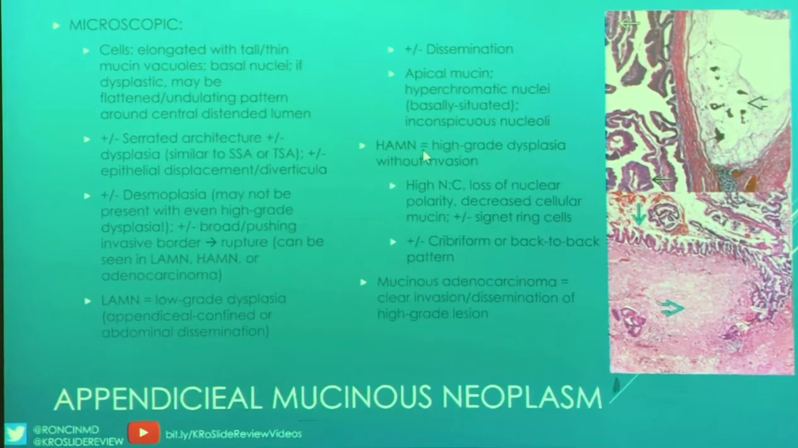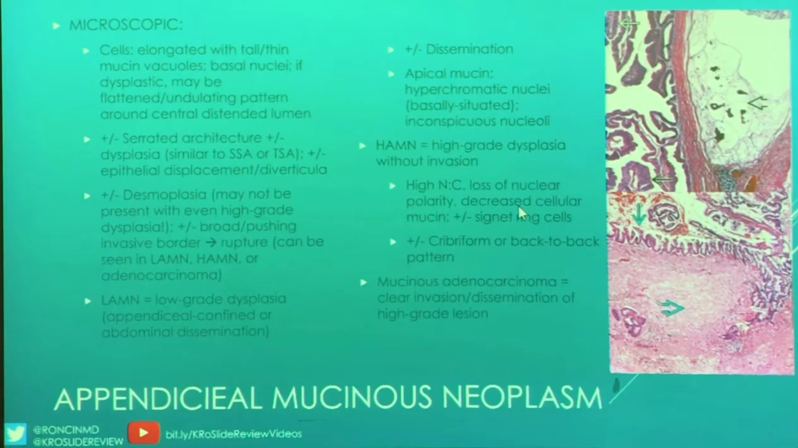For your high-grade dysplasia without invasion, right, because invasive would make it adenocarcinoma, what happens is you get an increased nuclear to cytoplasmic ratio, okay? So your nuclei are becoming larger, with loss of nuclear polarity, so instead of being at the base of the cell, they are going to start traveling up, and you might see mucin more towards the base, or the nucleus might be in the middle of the cell. And speaking of mucin, it will be decreased, and you may or may not start seeing signet ring cells.